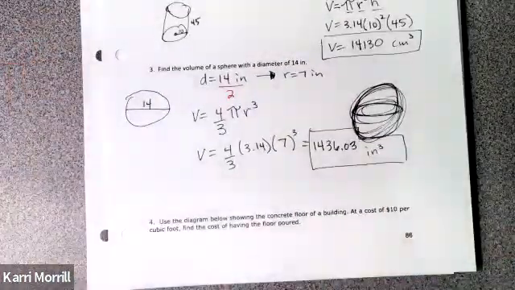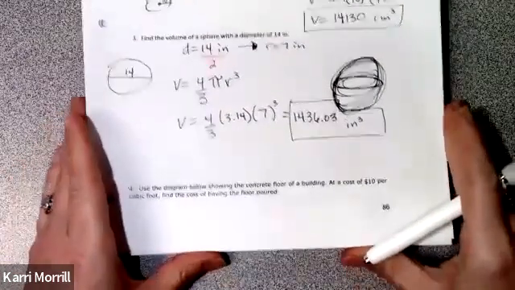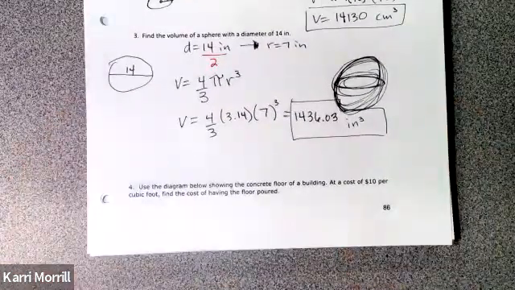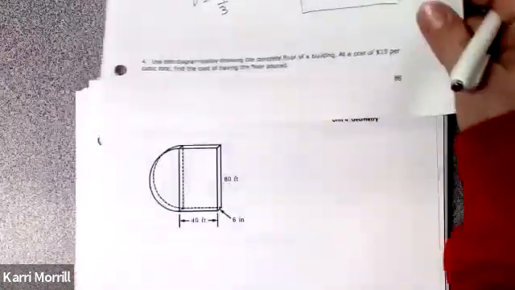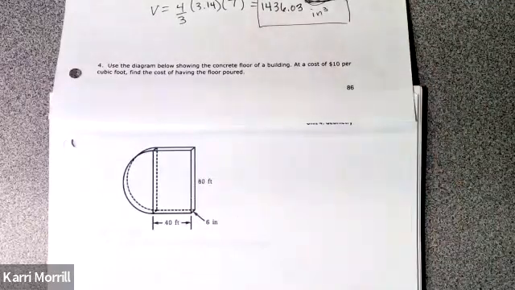Okay, so this one is partially printed on the first page and the second page. I'm sorry about that. I'll read it and then I'll write some stuff on the next page. So it says, use the diagram below showing the concrete floor of a building at a cost of $10 per cubic foot and find the cost of having the floor poured. There's actually a picture over here with some measurements. So it didn't look like a complete problem probably when you were first reading it. So I'll put it up like that so you can see it.